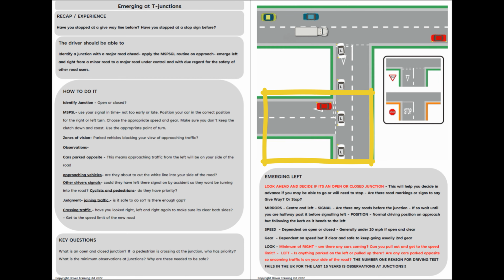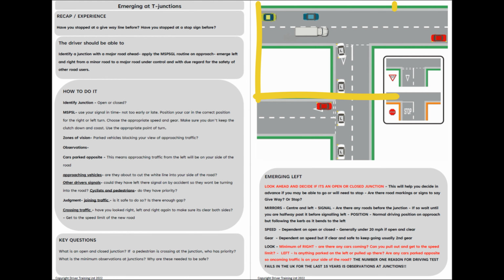Now on a left emerge, the signal timing will become important because you can have roads that are on the left before we get to the junction. So you could ask your pupil, so if we signal left at this point, Chris, what's that red car gonna think that we're doing? Then what's he likely to do? So if there is a junction there, we just need to make sure that we're at least halfway past it before we put our left signal on.